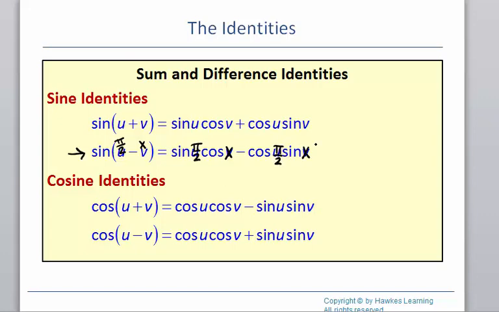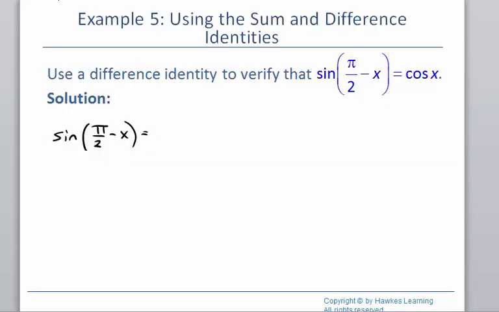sine x. And so I'm going to take the right-hand side of this equation and go back to my problem and write that down. So again, we're going to have sine pi over 2 cosine x minus cosine pi over 2 sine x. Now, let's plug in what we know.